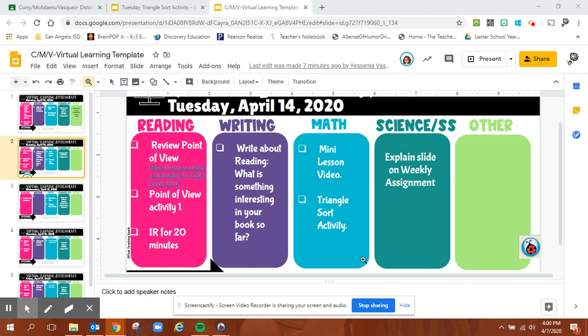So just like yesterday, we are going to continue talking about geometry. Today we're going to review triangles and how we classify those. So for your agenda today, you have to watch the mini lesson video and you have to do the triangle sort activity. So we're going to take a few notes like we did yesterday, and then I'm going to show you your activity for the day, kind of go over a few things, and then you'll be on your own. Okay?